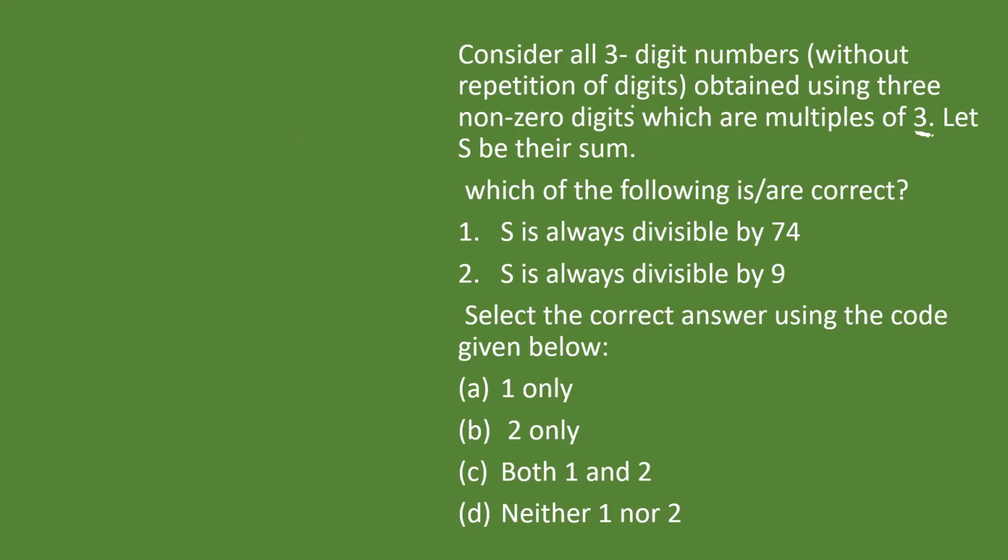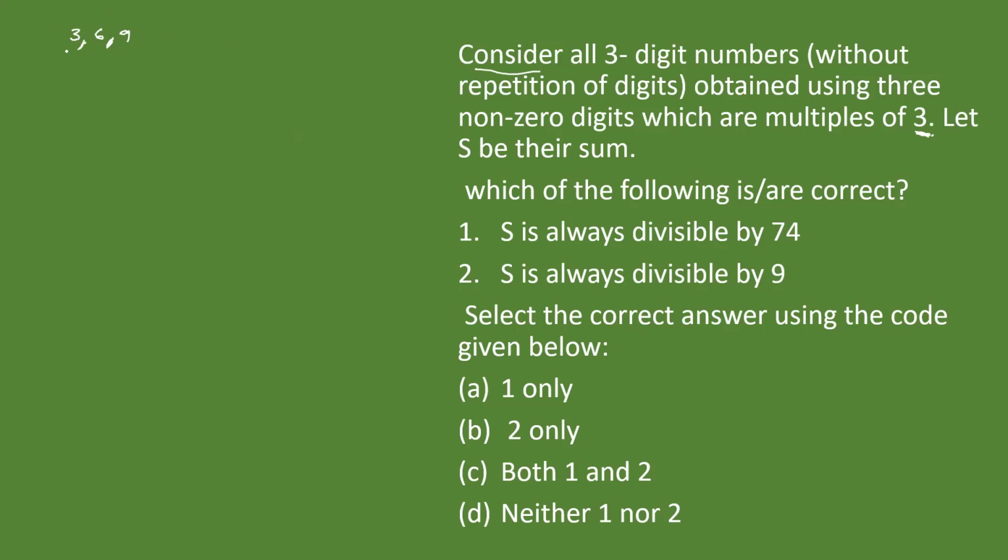So before going ahead with the numbers, what are the three non-zero digits which are multiples of 3? Tell me. 3, 6 and 9. And what he is saying is we need to consider all the three-digit numbers without repetition. So how many digits do we have here, students? This is the area where, in my introduction class, I told you we will use the concepts of permutations and combinations.